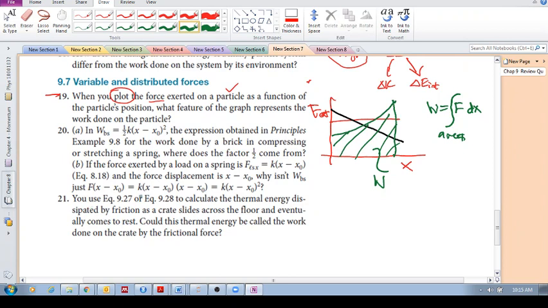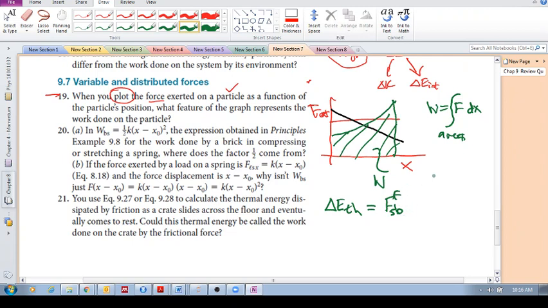Okay, 21. You use equations 927 and 928, you can go look at that, to calculate the thermal energy dissipated by friction. I think 928 looks like this. Delta E thermal equals the friction force between the surface and the crate. I've written down B here, so it's just between the surface and the crate. I got this from the textbook. I don't know why there's a B there, if somebody can remind me.